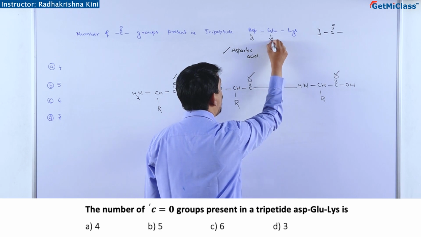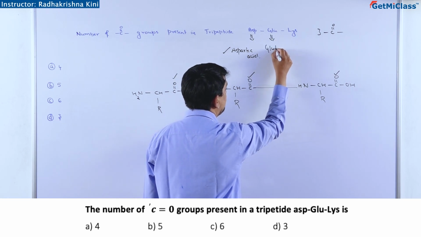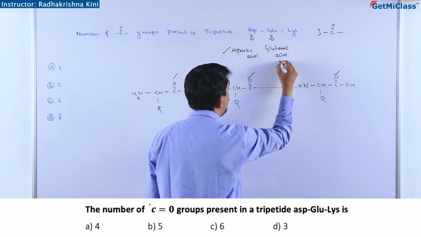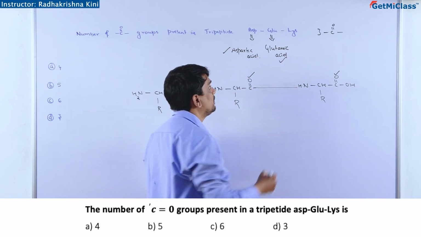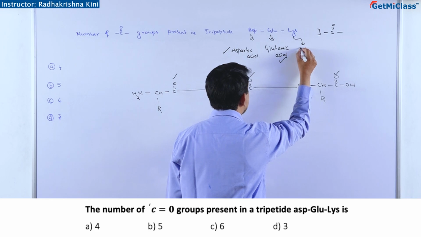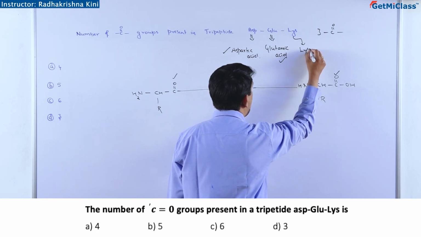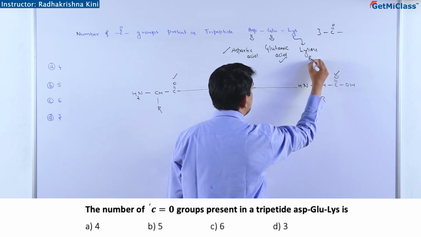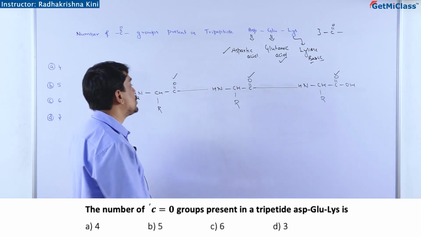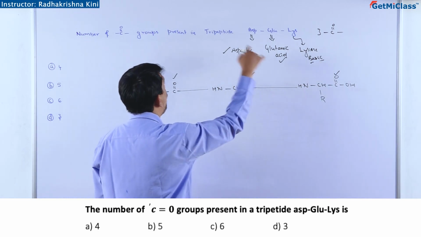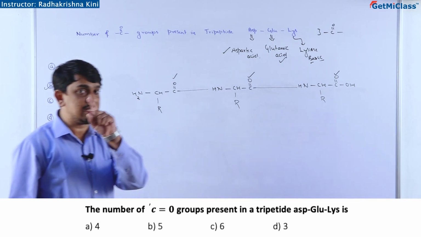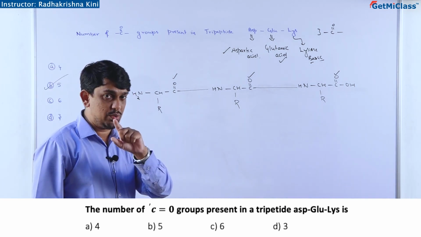GLU stands for glutamic acid. Acid means even COOH is present here. Lysine, we all know that lysine is a basic alpha amino acid. So COOH I won't get from here. So total 1, 2, 3, 4, 5. There are 5 CO groups present, but still let me clearly show you this.